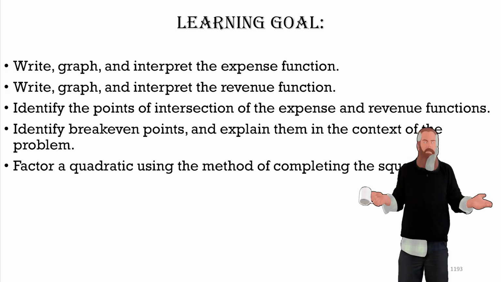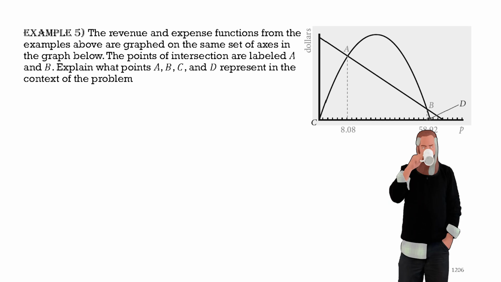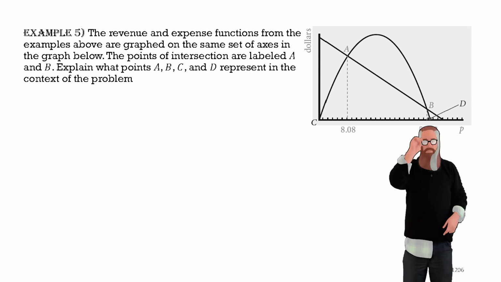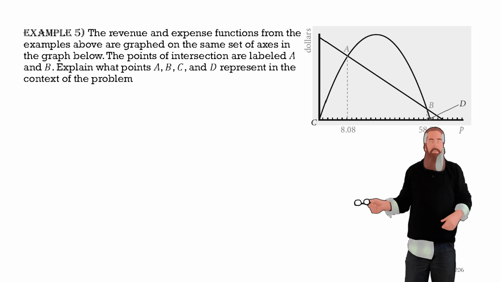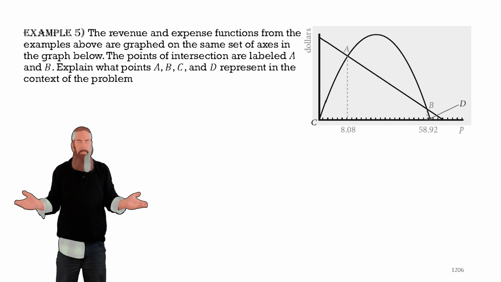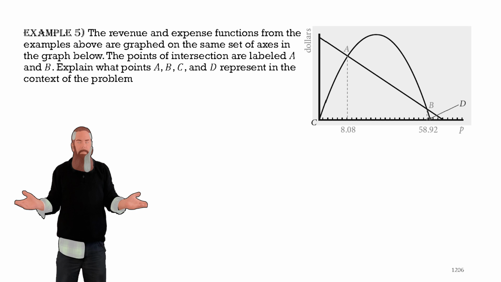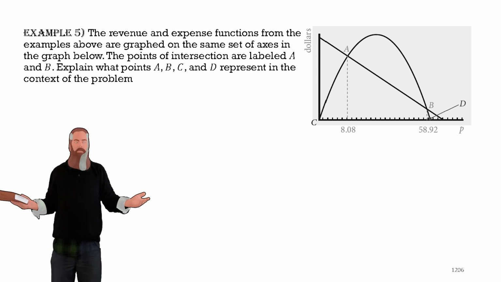Now, let's identify the points of intersection of an expense and revenue function. The revenue and expense functions from the examples above are graphed on the same set of axes in this graph. The points of intersection are labeled A and B. Explain what points A, B, C, and D represent in the context of the problem. When the revenue and expense functions intersect, revenue and expense are equal. These are break-even points. Notice that there are two such points.